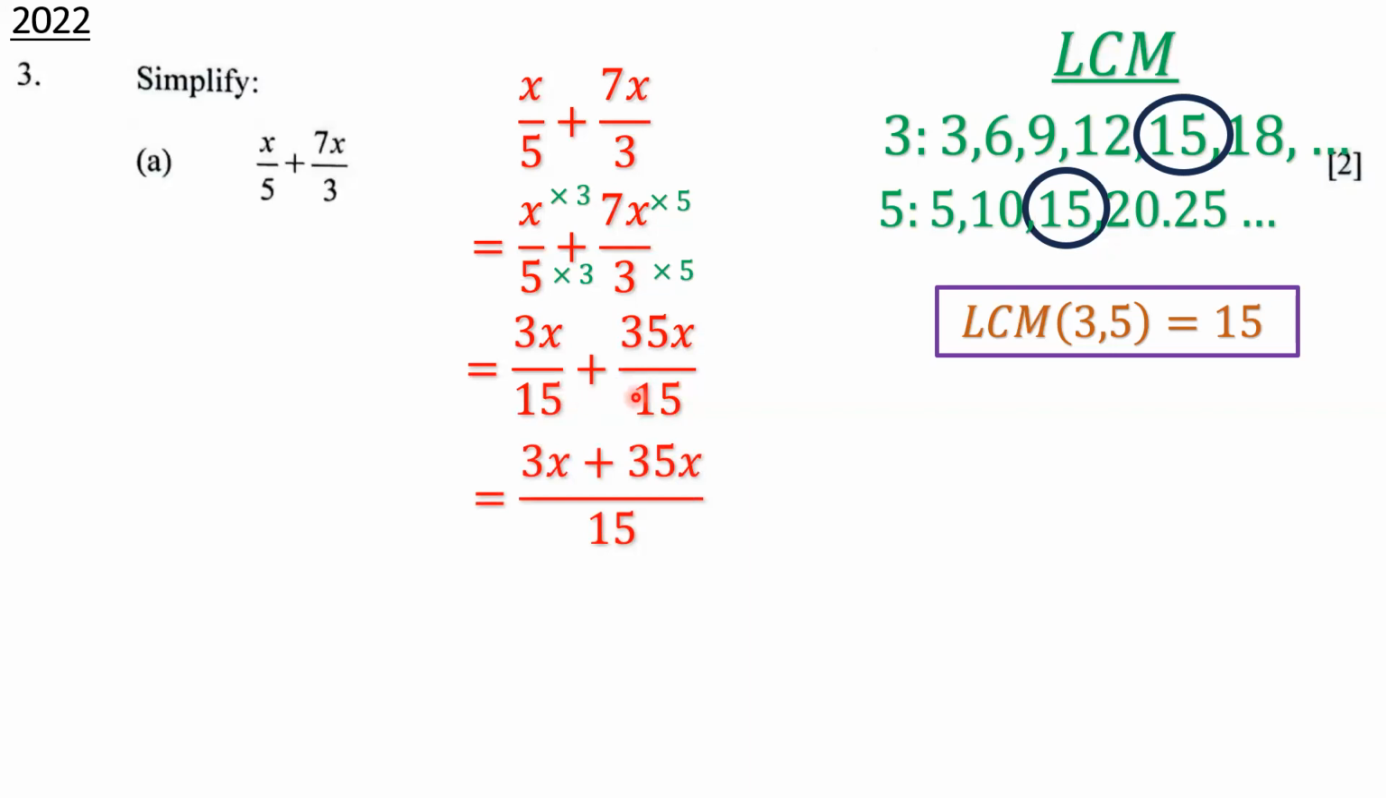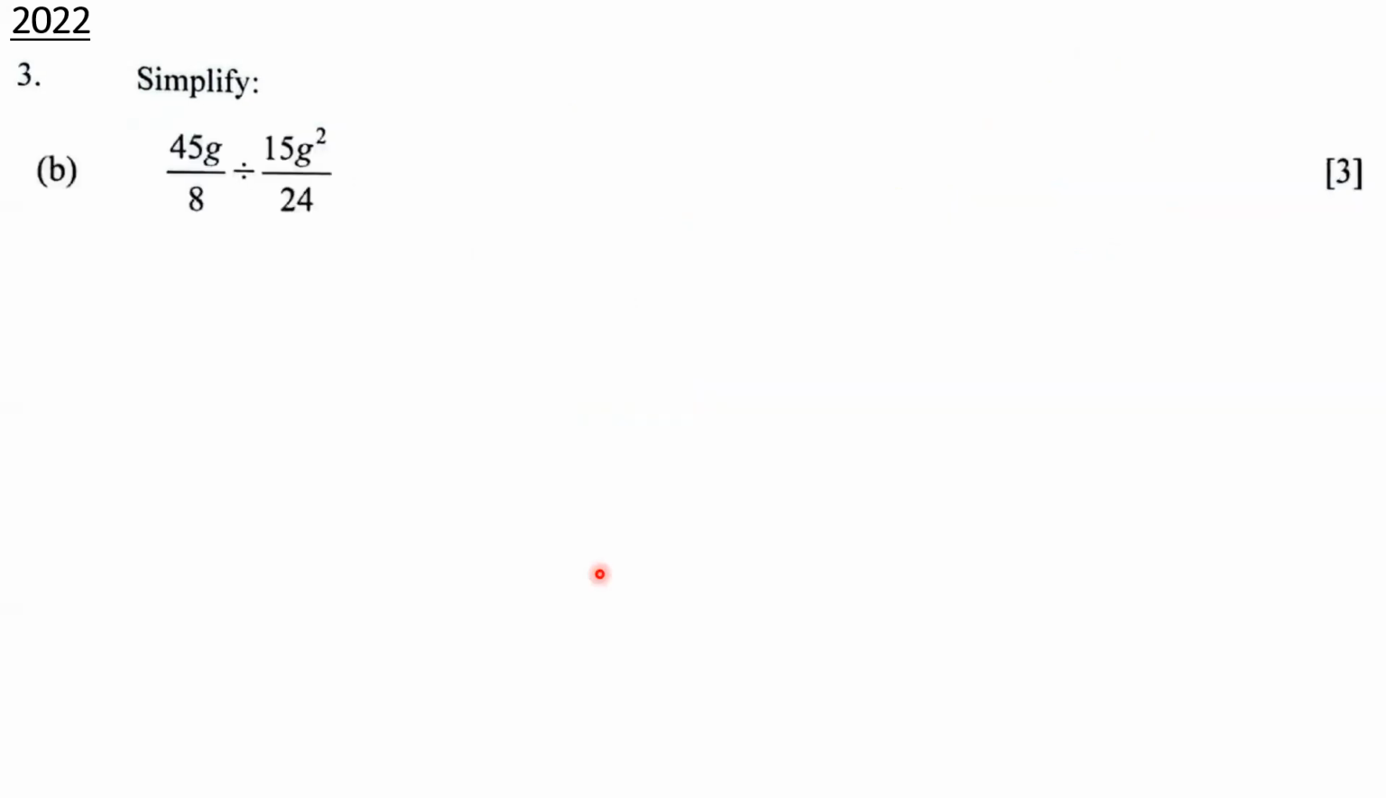Seeing that they have the same denominators, we can just add. 3x plus 35x is going to be 38x over 15. And so our answer here is going to be 38x over 15. Okay, let's move on to the next question here.